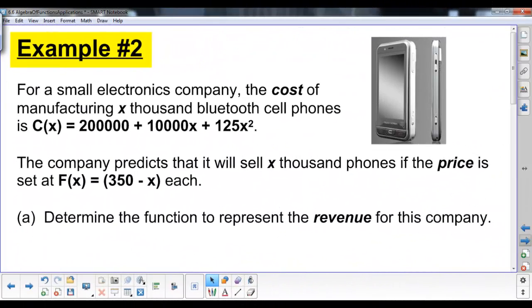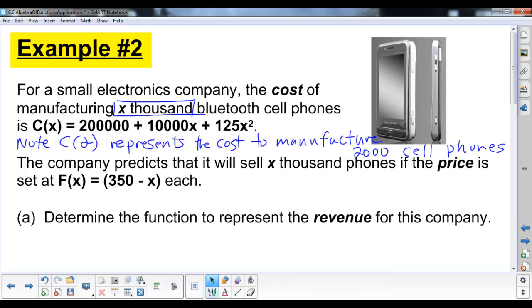Okay, example 2. So this one, we're not going to worry about graphing in this case. We actually have a function whose equation is given to us. And what it is telling us here, so we're looking at a small electronics company where we have a function representing the cost of manufacturing. Now one thing I'm going to highlight here is the fact that it says X thousand Bluetooth cell phones. So again, if my X value is 2, that actually does represent the cost for manufacturing 2,000 phones, not just 2 phones.